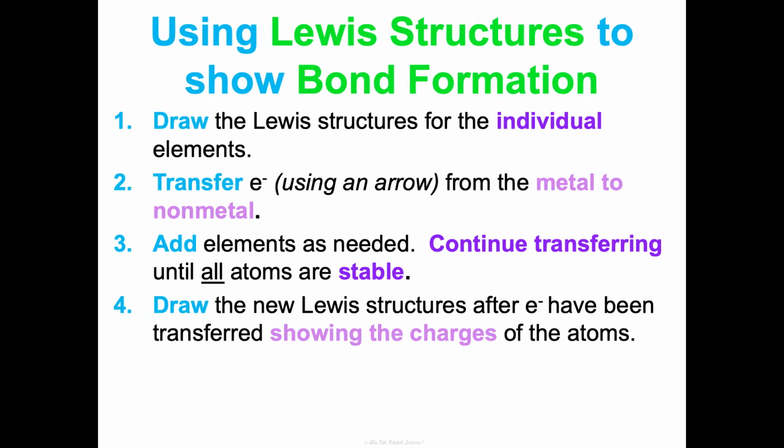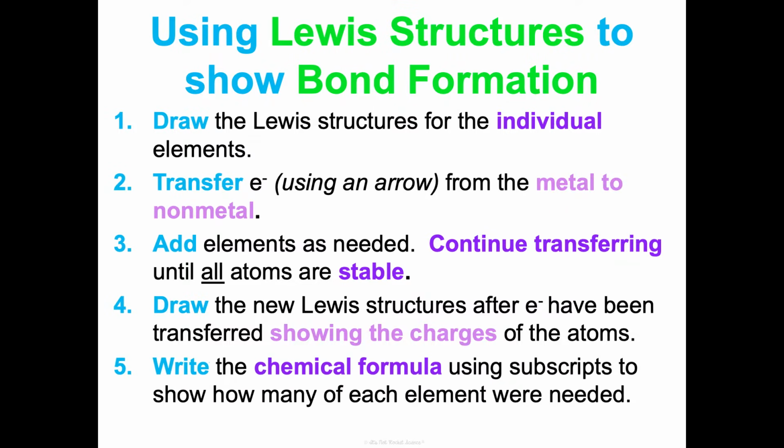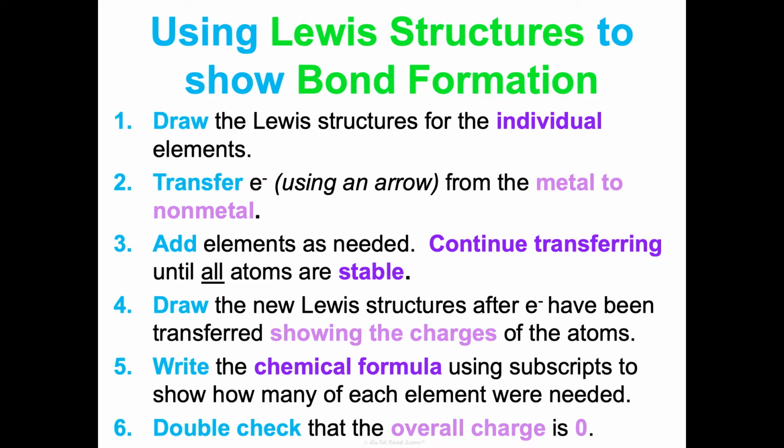Then you're going to draw the new Lewis structures after the electrons have been transferred, showing the charges of the atoms like we saw on the right side of the last slide. And then you can write the chemical formula using subscripts to show how many of each element were needed. So the last one would have been AlCl3. And then the last thing we always want to do is just double check that the overall charge is 0. If the overall charge is 0, you know you did it right because that's what we should see when we create these compounds.